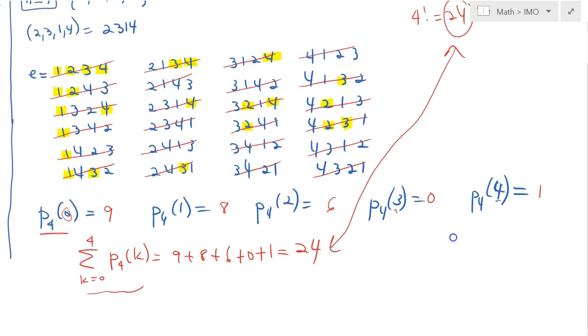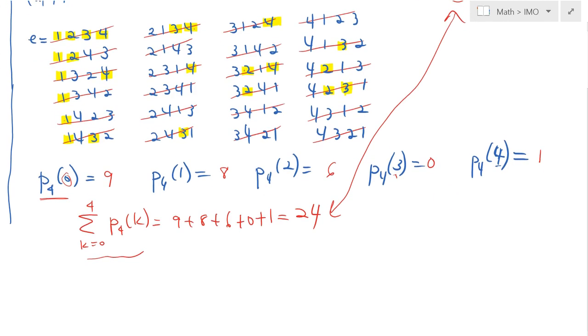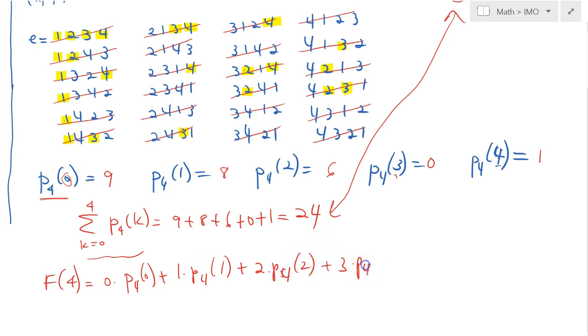An alternative way, instead of counting all these highlighted numbers one by one, is to directly use the definition. F of 4 is just 0 times p sub 4 of 0 plus 1 times p sub 4 of 1 plus 2 times p sub 4 of 2, which will give you basically the same number as we did, plus 3 times p sub 4 of 3 plus 4 times p sub 4 of 4. That one vanishes, so 1 times p sub 4 of 1, we just got it as 8.